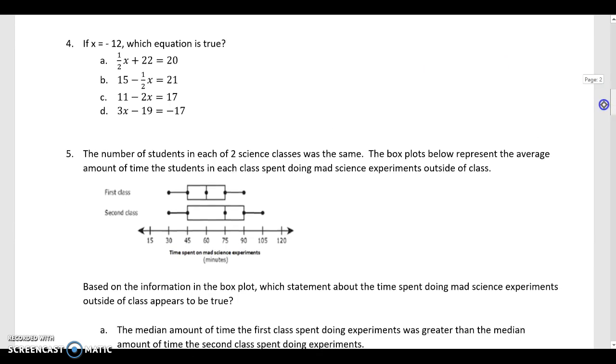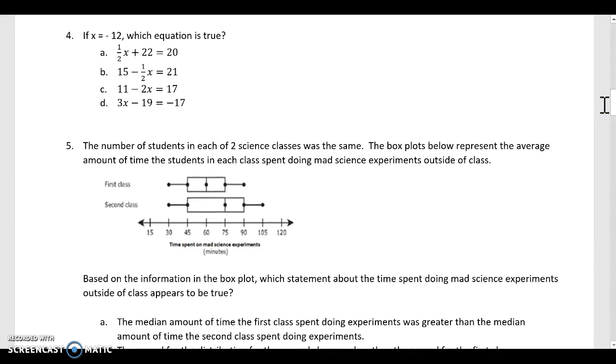Problem number 4. If x is equal to negative 12, which equation is true? So what it's telling us is that we are going to plug in negative 12 for each and every x. And we want to see which one equals the number that they gave us.